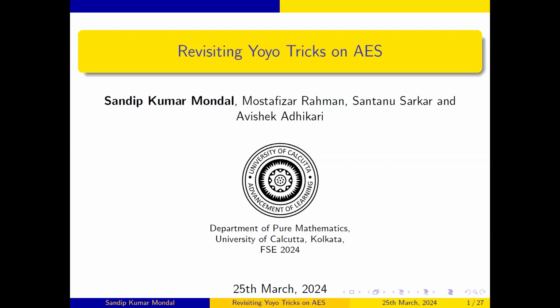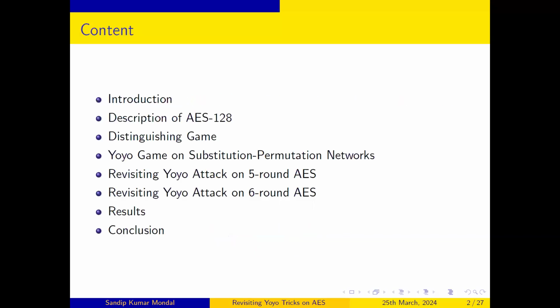Good morning, everyone. I am Sandeep Kumar Mondal, and my topic today is revisiting yo-yo tricks on AES. I am from the University of Calcutta, Department of Pure Mathematics. The outline of today's topics: we first give some introduction, then we describe AES-128, and then we describe the distinguishing game in short, and then we give some preliminary idea of the yo-yo game on substitution permutation networks. Then we revisit the 5-round AES and 6-round AES yo-yo attacks, and find the success probability of 5-round AES and 6-round AES, and then give the output results, and then conclude the paper.